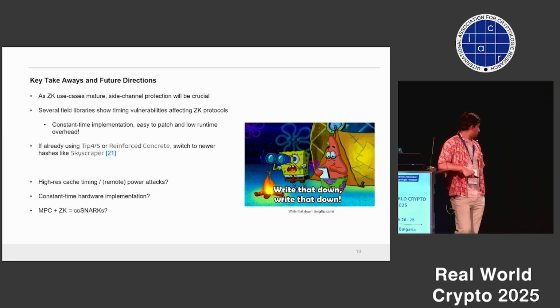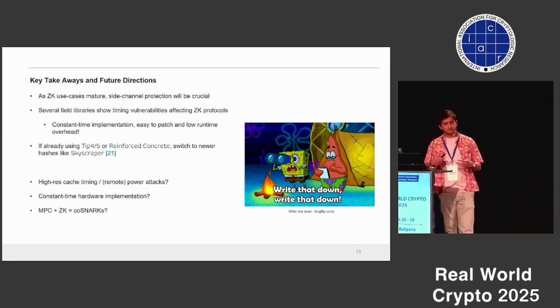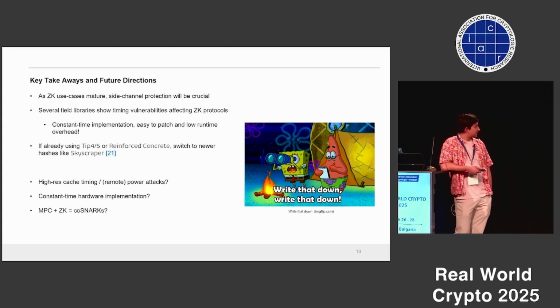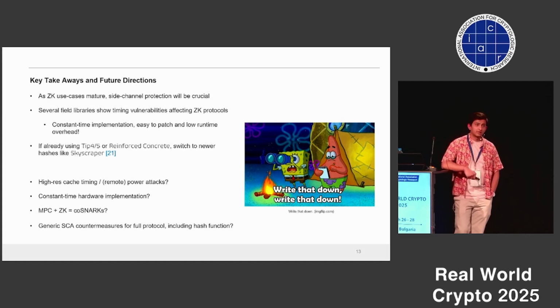It would also be interesting to see how much combining MPC and ZK, also known as CoSNARKs, will protect against side channel attacks. And lastly, developing generic side channel countermeasures for the full protocol.